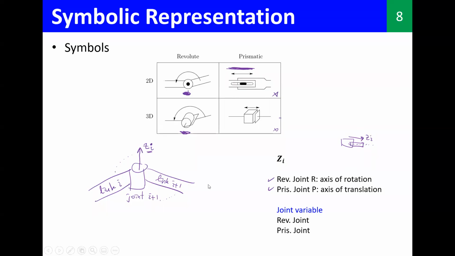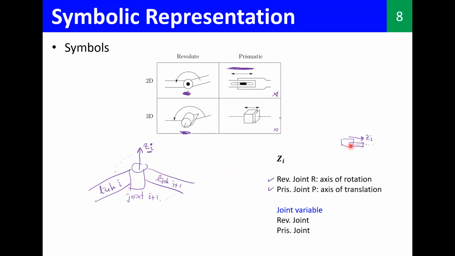Now you know that we actually attach an actuator to the joint. So in this case, let's say we have a revolute joint, then we can attach, let's say, a motor, so that we can actuate this particular joint. And when we do that, link I+1 actually rotates with respect to link I, right?